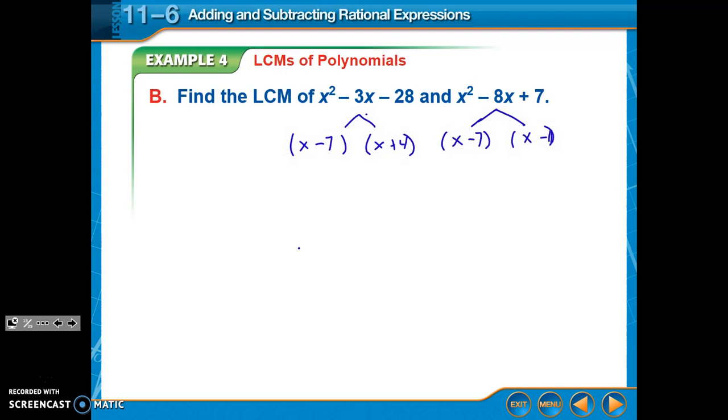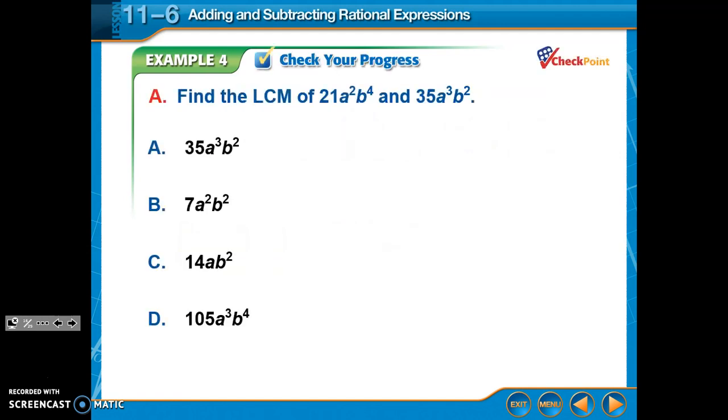Okay, so now in my least common multiple, everything in my factor trees has to be accounted for. So in this one, I need x minus 7 and x plus 4. Here, I already have x minus 7 accounted for, so I don't need to write it again. But I need to add the x minus 1. So this is my least common multiple, those three factors multiplied together. Okay, so you guys do these ones.